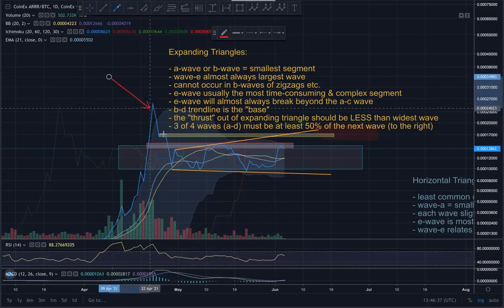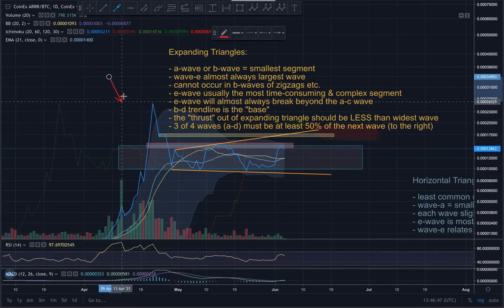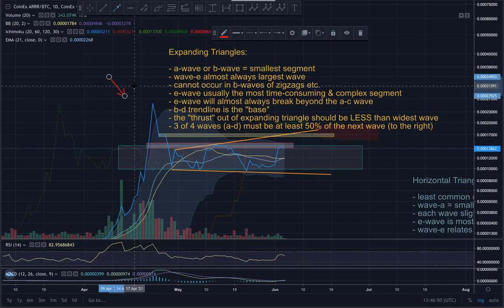Can you go from one pattern, like a zigzag, directly to another, like an expanding triangle, without an intervening X wave? My guess is yes. Otherwise, that would mean that an X wave has to be in between every single pattern. And I don't think that that's the case.